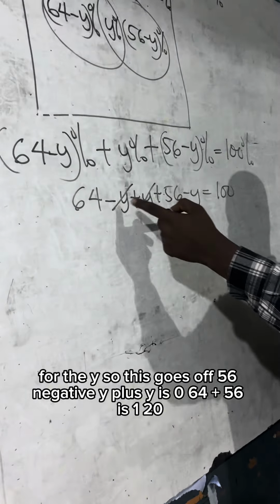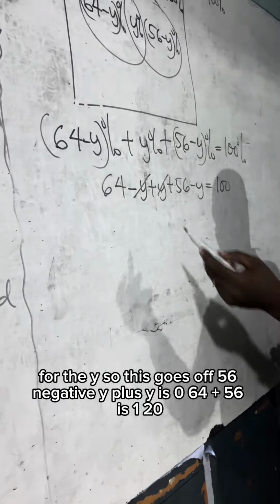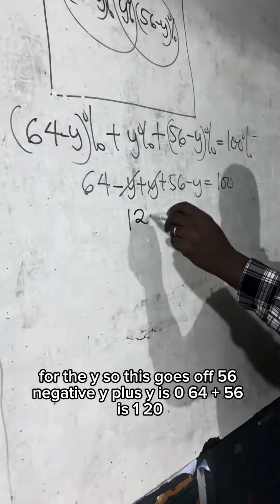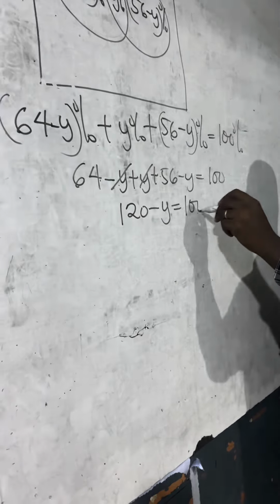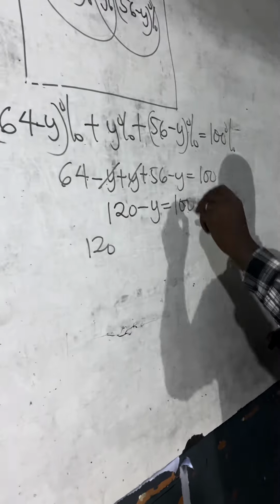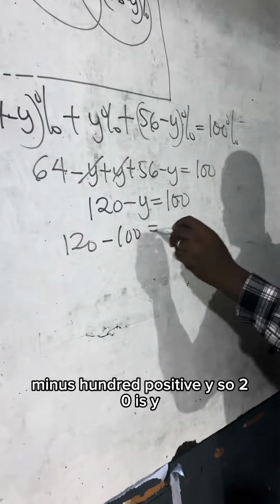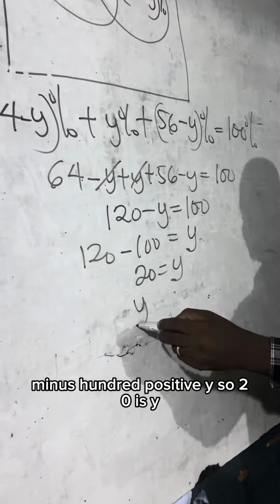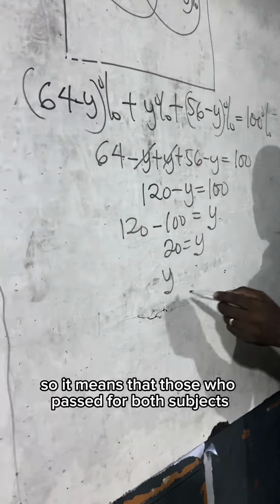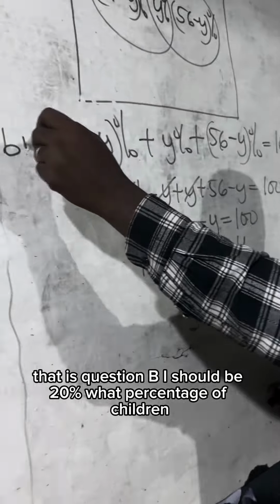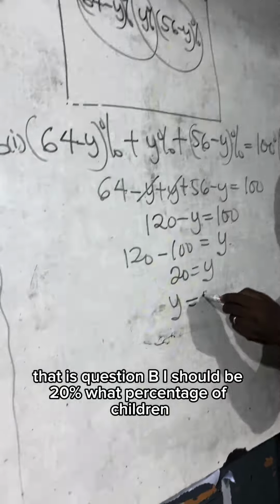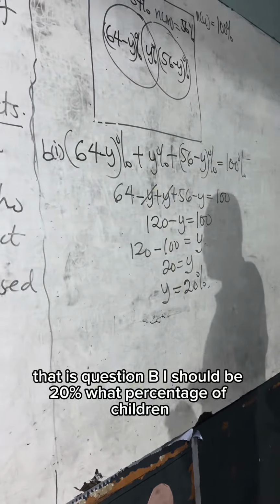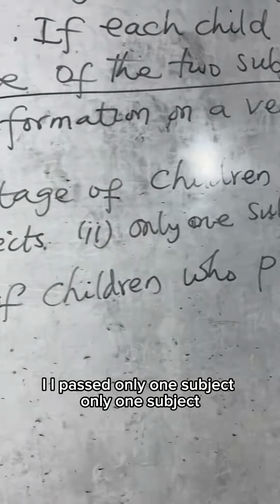So minus y plus y is 0. 64 plus 56 is 120. So 120 minus 100 is positive y. So 20 is y. It means that those who passed both subjects, that is question B, part (i), should be 20%. What percentage of children passed only one subject?